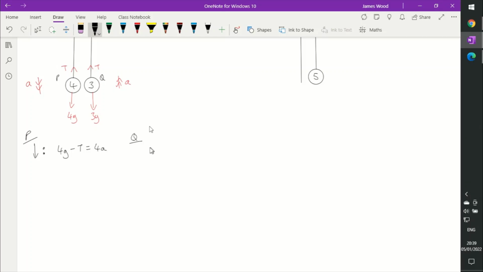For object Q, that's going to accelerate upwards. So I can write T minus 3G equals 3A. And now I can solve these equations simultaneously to find T and A. So I'm going to add them together first of all. So that would give me 1G equals 7A. So A is G over 7, or 9.8 over 7, which is 1.4.